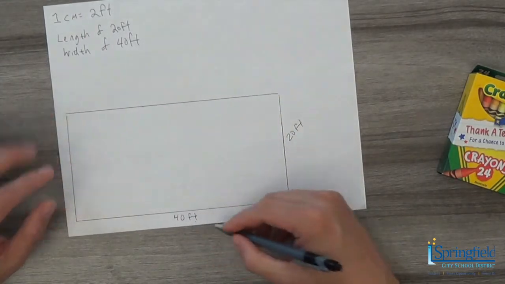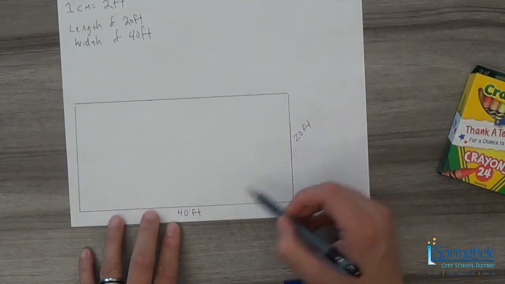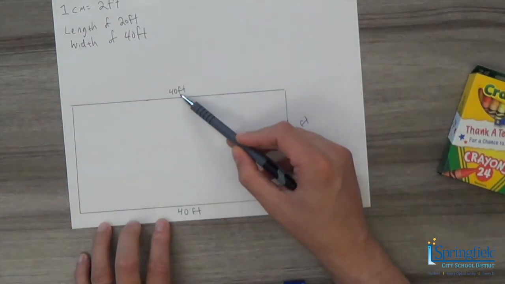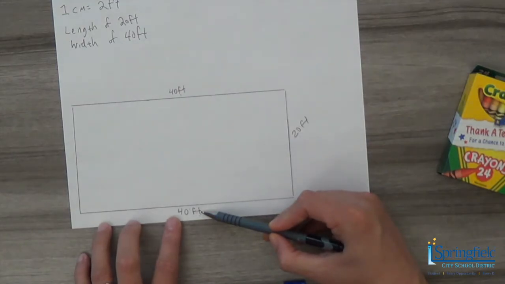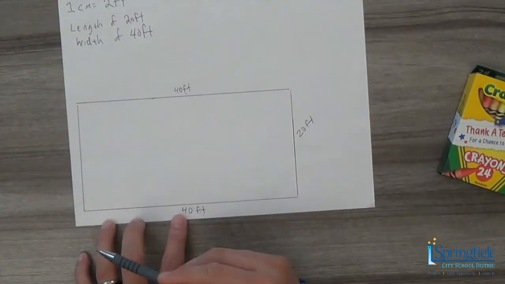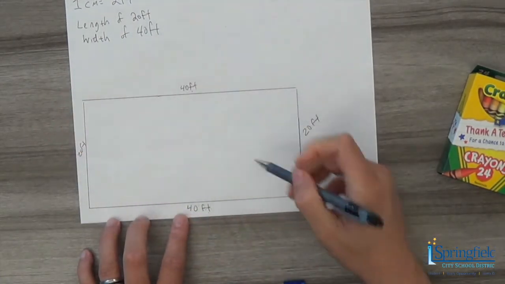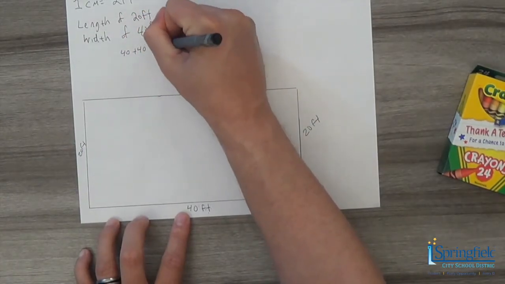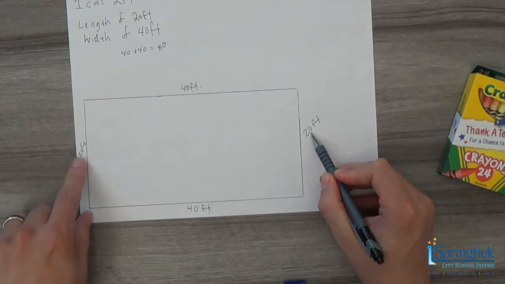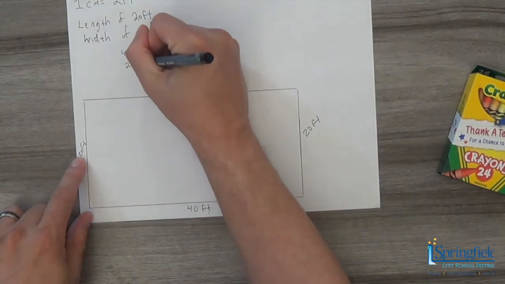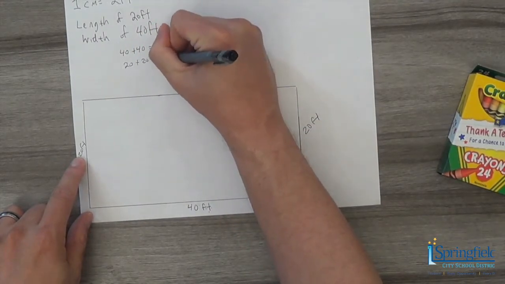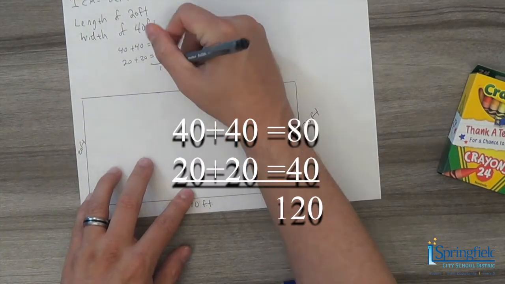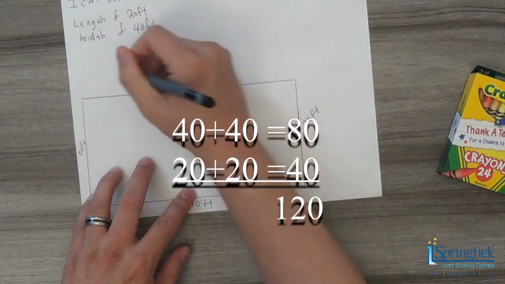My perimeter, in order for me to get the perimeter, I have to add up all the sides. So this is 40 feet. Since this is a rectangle, this side and this side will be the exact same length. This side and this side will be the exact same length. So let's go ahead and add up all the sides. 40 plus 40 equals 80. This side plus this side, 20 plus 20 equals 40. I add them up, and now I have a perimeter of 120.